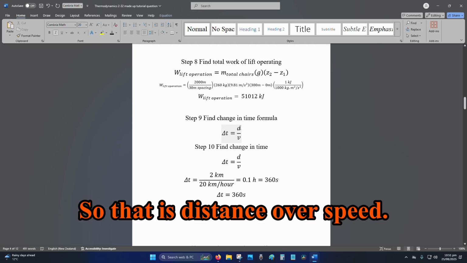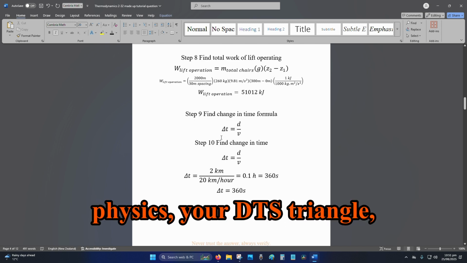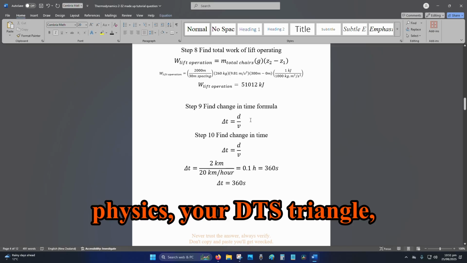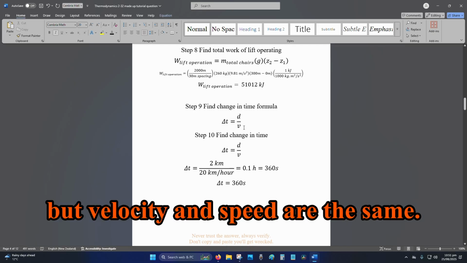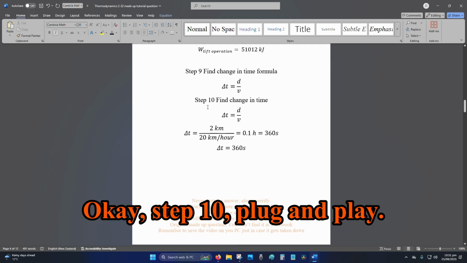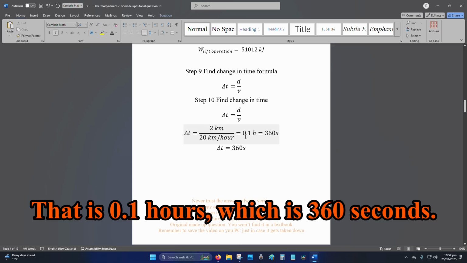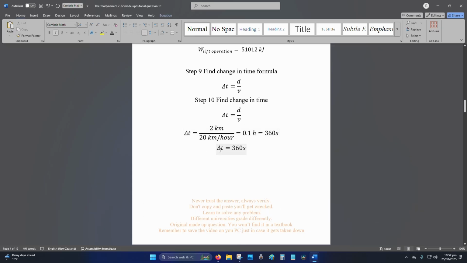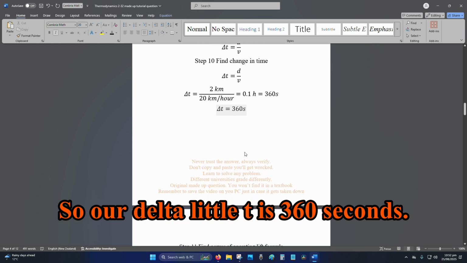Step 9, find the change in time. So that is distance over speed. So remember your physics, your DTS triangle, except for S, it's V in this case, but velocity and speed are the same. Okay, step 10, plug and play. So 2 kilometers divided by 20 kilometers per hour. That is 0.1 hours, which is 360 seconds. So our delta t is 360 seconds.